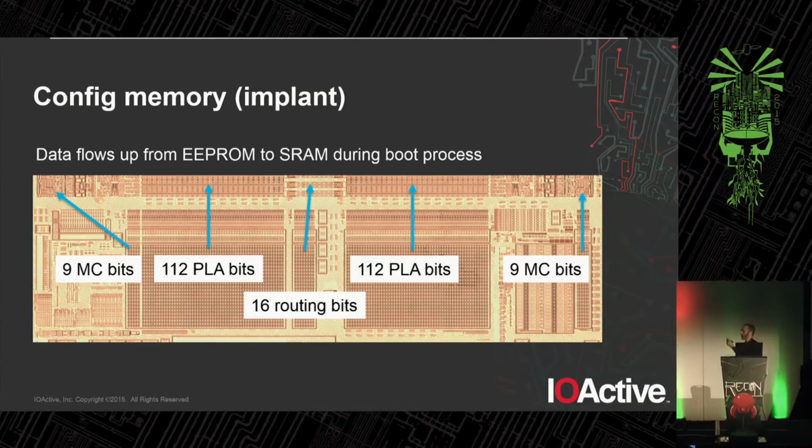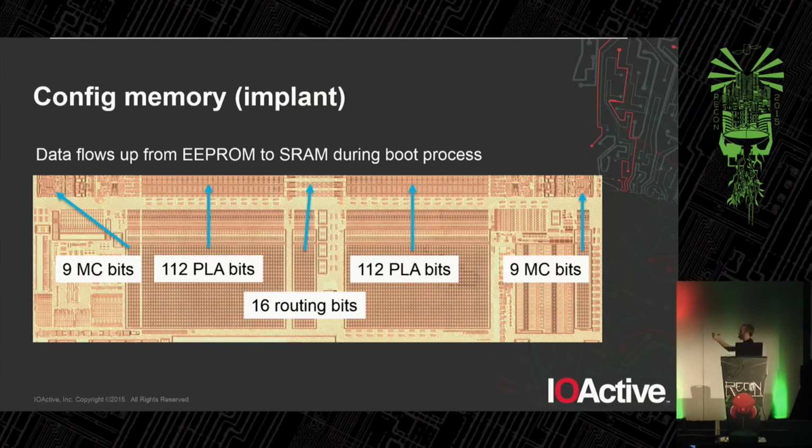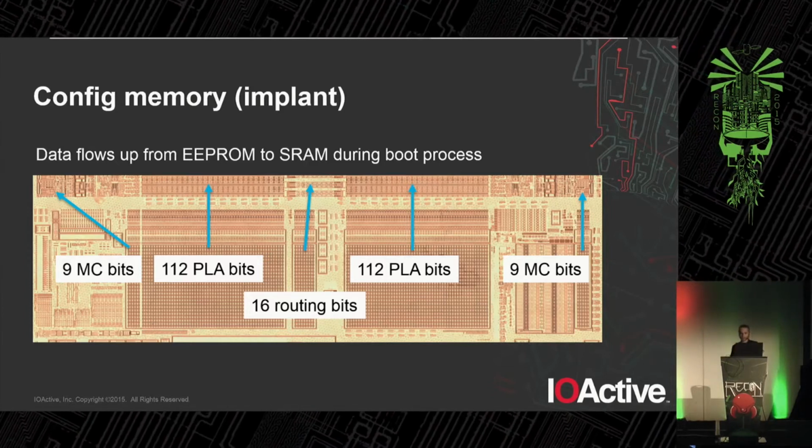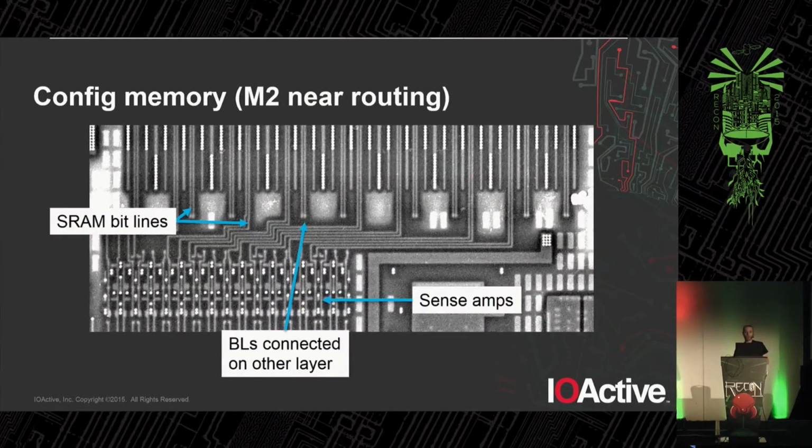The data just flows straight up during the boot process. So this configures the AND and OR array, this configures the global routing, this configures these macrocells, this configures these macrocells. We can confirm this if we look up at the metal 2.